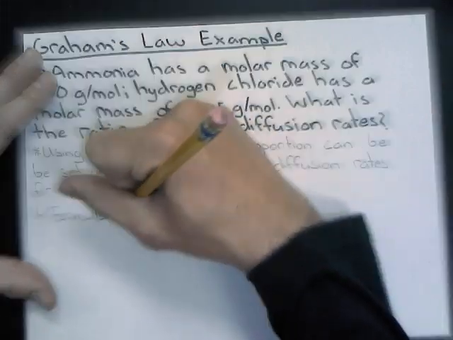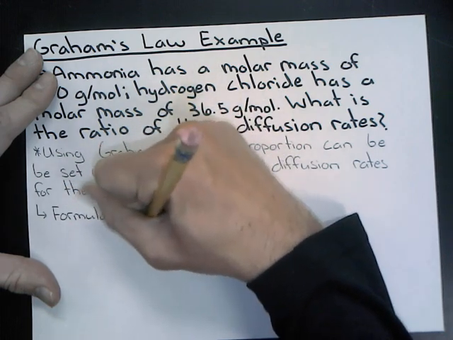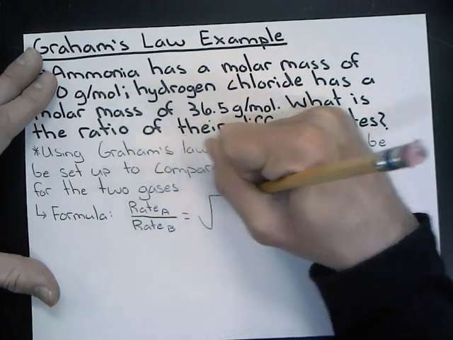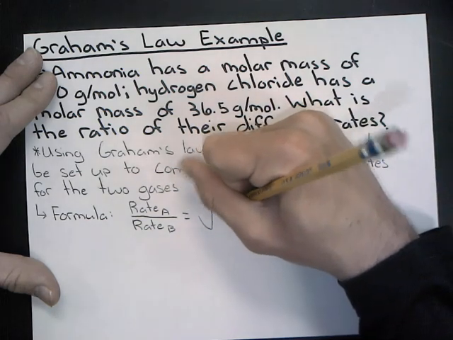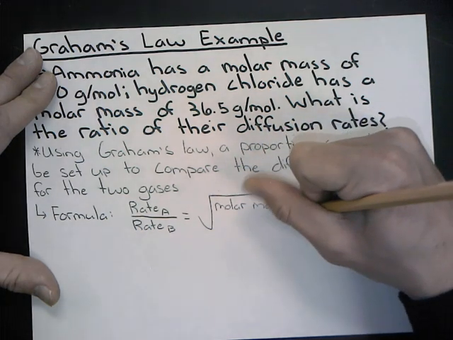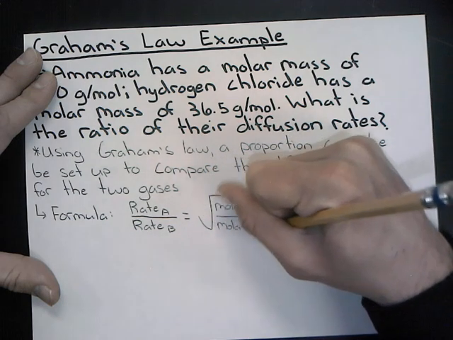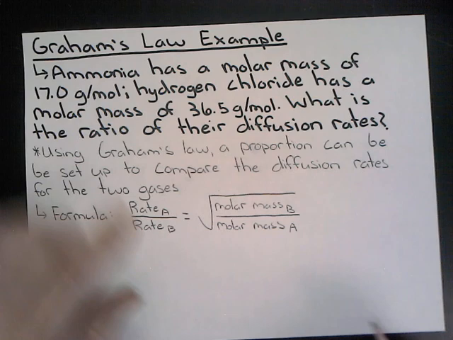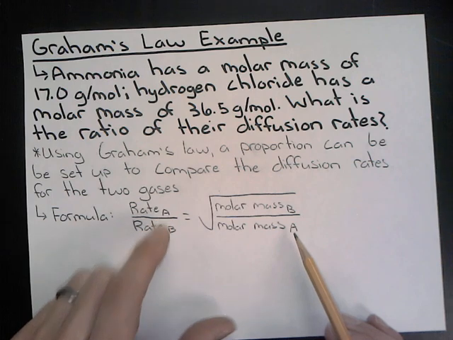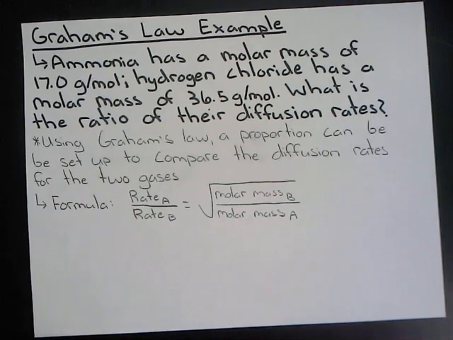We take the rate of gas A, divide that by the rate of gas B, and we set this equal to the square root of the molar mass of gas B divided by the molar mass of gas A. You notice here, rate A is on top, but when we put it in the square root, the molar mass of that gas is on bottom. That's important as we go through here.